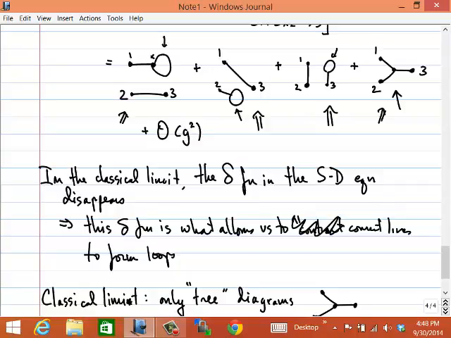So I encourage you, for example, to go ahead and, in your free time, take the calculation I just gave you, restore all the factors of h bar, and check that all of the diagrams that came with loops were suppressed by a power of h bar.